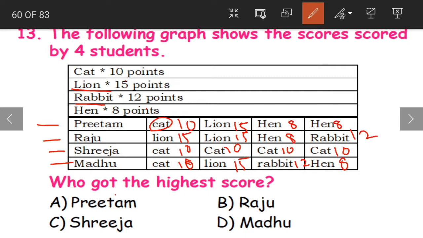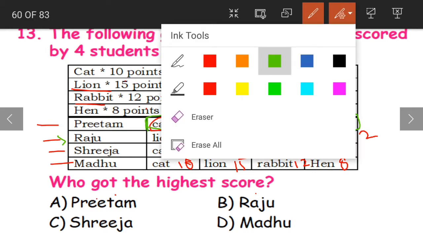Now from these we have to find out the student who got the highest score. How can we find out the one who got the highest score? We have to add all the scores together. By looking at this, I think Raju will be the one with the highest score. See, he's got 2 15s here. So let us check. Let us check for Raju.